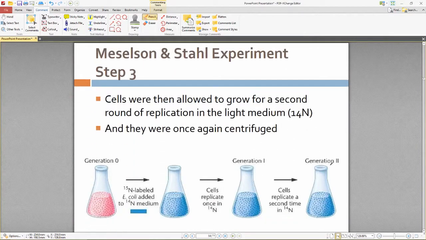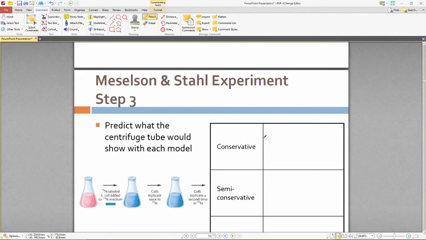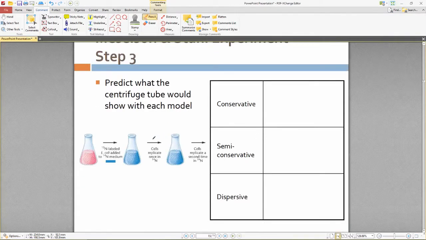They allow one more round of replication, and then they centrifuge one more time. Does that make sense? If it doesn't make sense yet, it'll make sense soon. So, assuming the previous step, we allow one more round of replication. Okay? Let's go through what the DNA would look like.